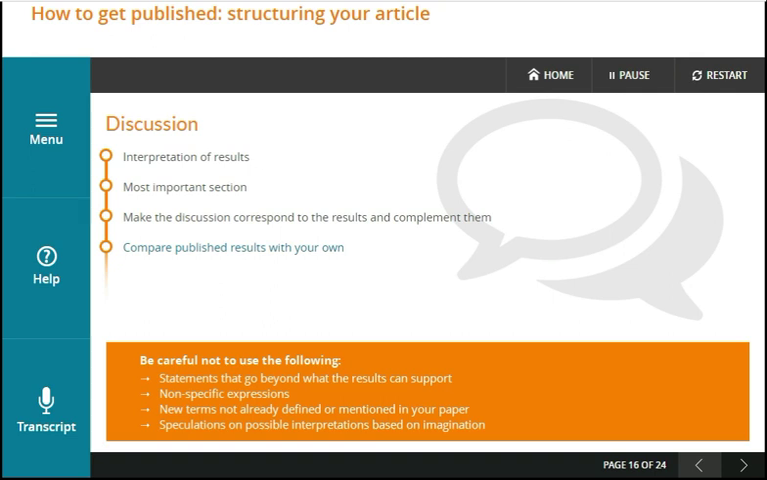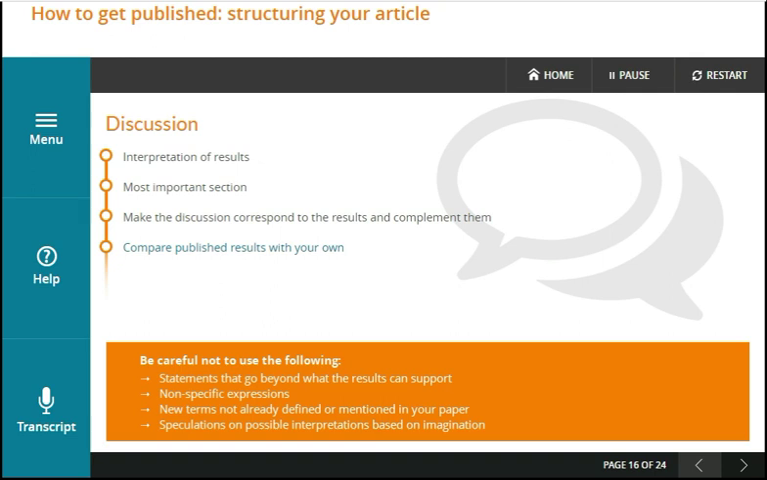Compare other published results with your own, and do not ignore work in disagreement with yours. Confront it and convince the reader that you are correct or better. Be careful not to use the following: statements that go beyond what the results can support.